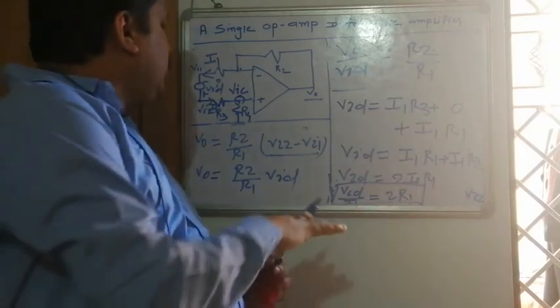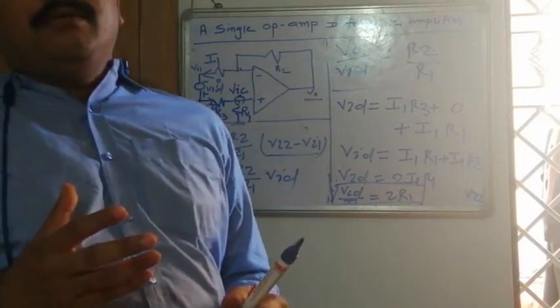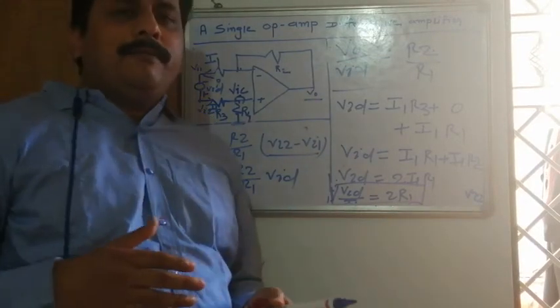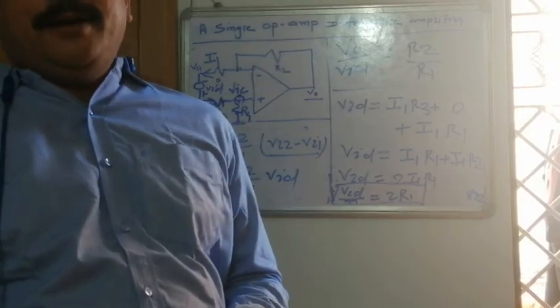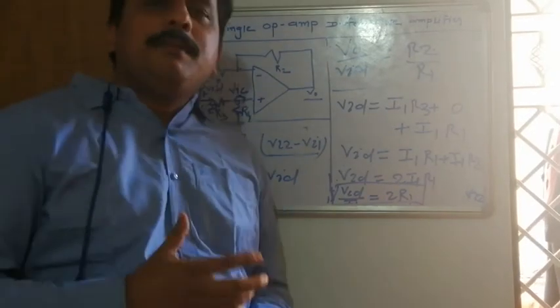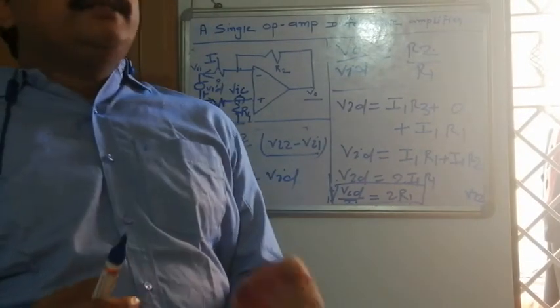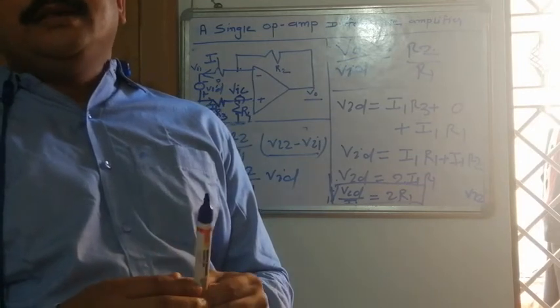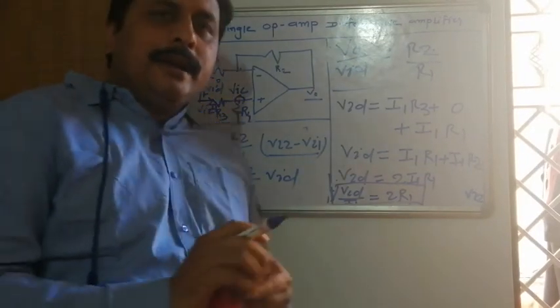So this circuit will not work as a perfect difference amplifier. So we have to search for some alternative option, and the alternative option is the instrumentation amplifier that I'll discuss in a later lecture.